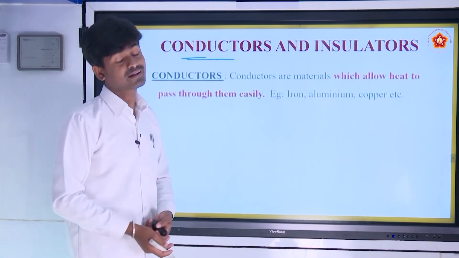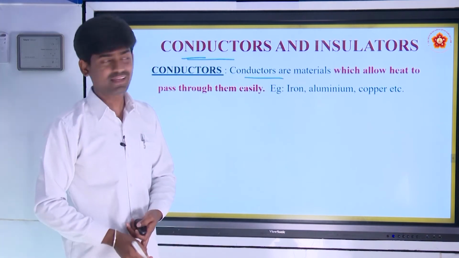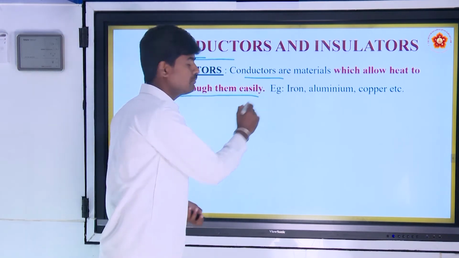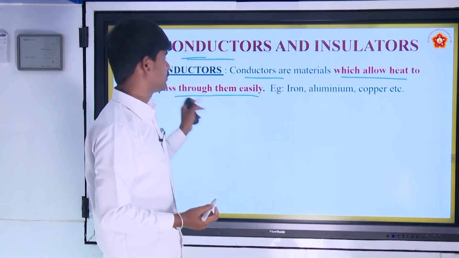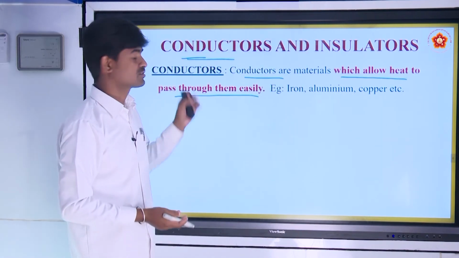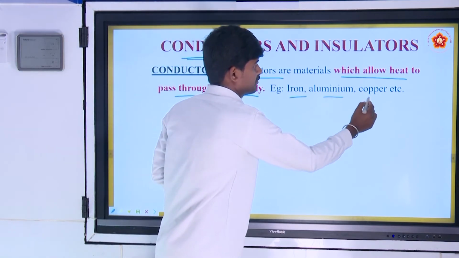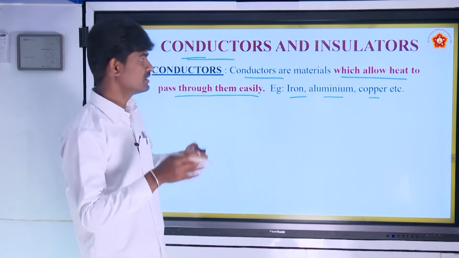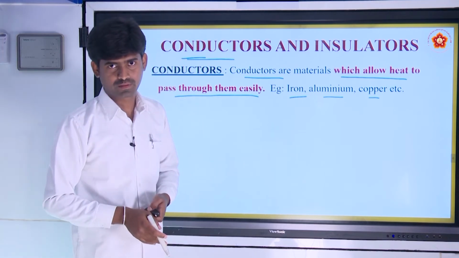So what are conductors? Conductors are the materials which allow heat to pass through them easily. Examples are iron, aluminum, copper, etc. These are the examples of conductors, which allow heat to pass through them easily.